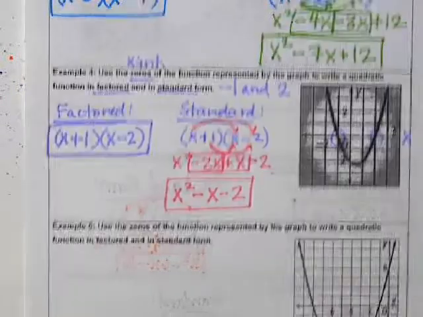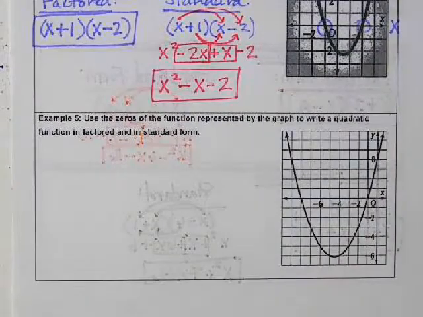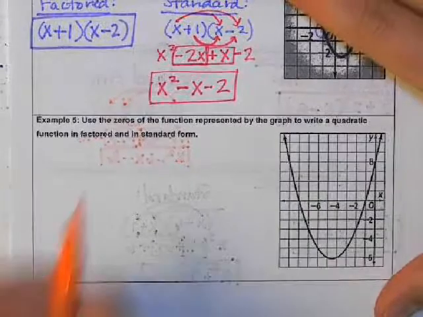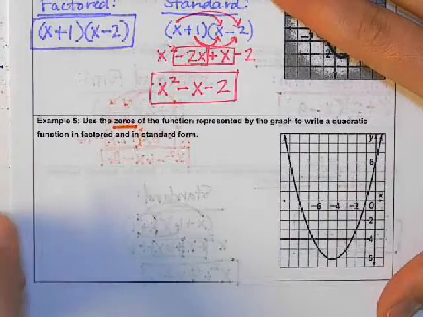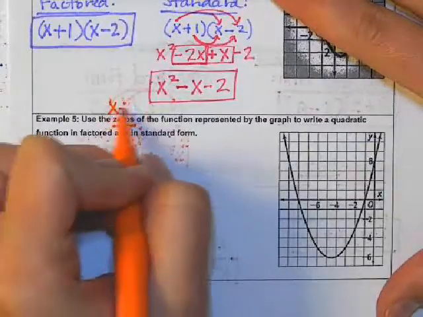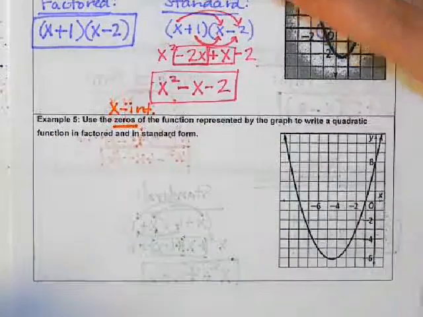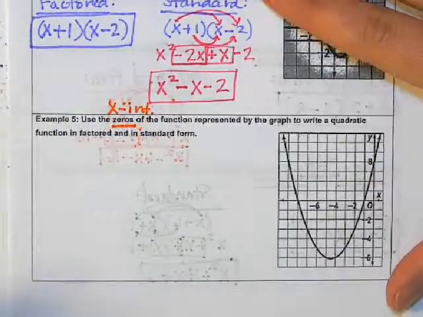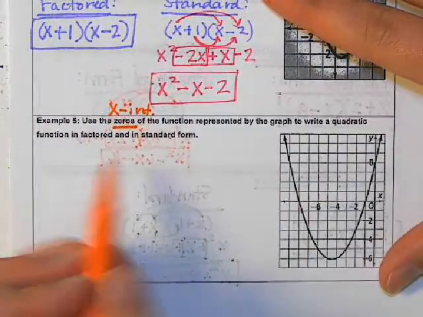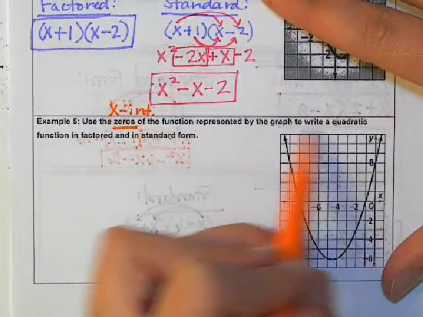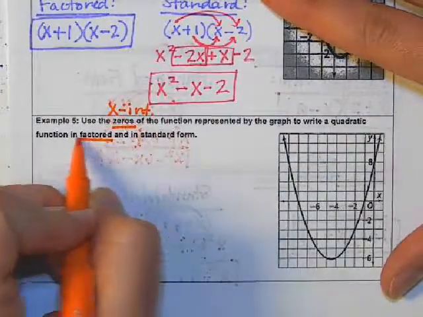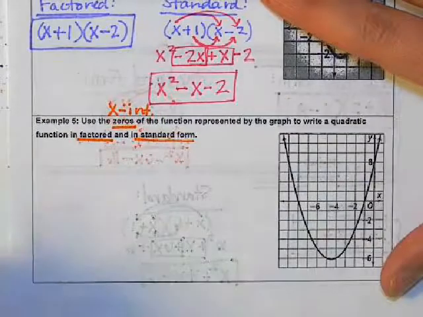Okay. Number 5. What do I do? Use the zeros. What does zeros mean? X-intercept. Kind of repetitive, huh? Use the x-intercepts of the function represented by the graph to write a quadratic function in factored and standard form.